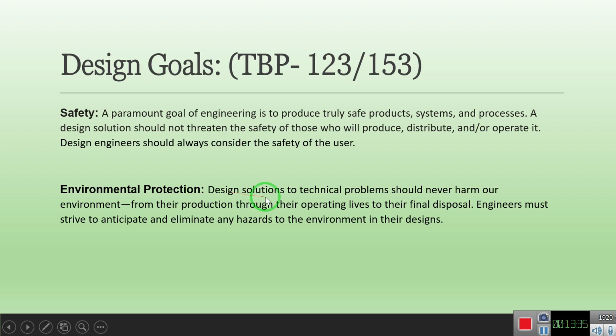Environmental protection. Design solutions to technical problems should never harm our environment. From their protection through their operating lives to their final disposal, engineers must strive to anticipate and eliminate any hazards to the environment in their designs. Here, for environmental protection, for example, let us take a car lead acid battery. Previously, we used to have a lead acid battery where the chemical is H2SO4, sulfuric acid, HCl, or a different acid.